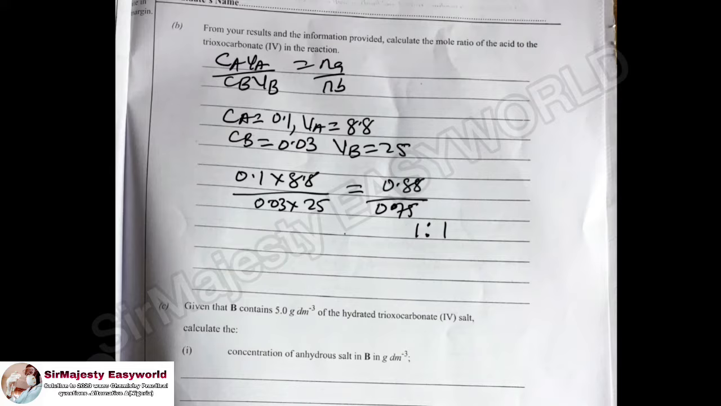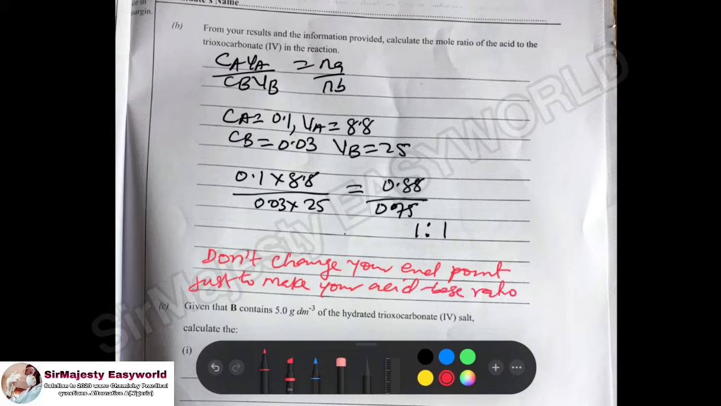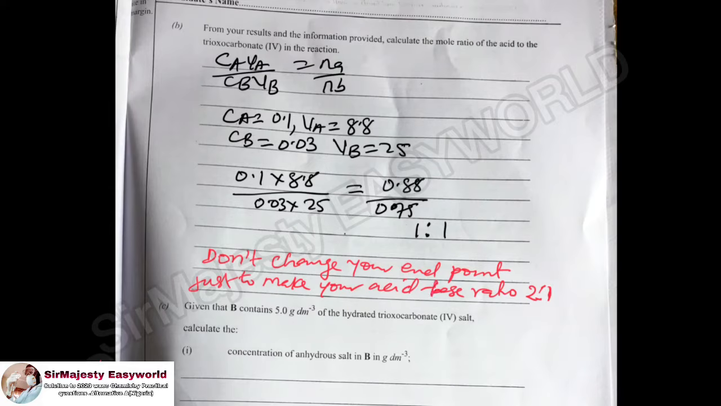This is where you have to be very careful. You try to change your endpoints in order to rhyme to 2:2. So no, don't do that. I have to say it, because this is about teaching you something. I'm telling you: don't change your endpoint just to make your acid base ratio 2:1. No, as far as this exam is concerned, they are marking your steps.